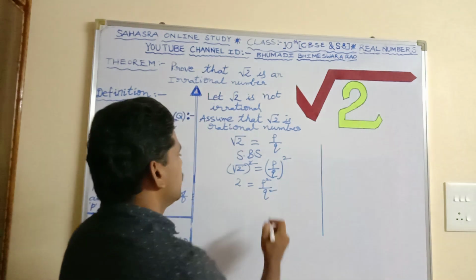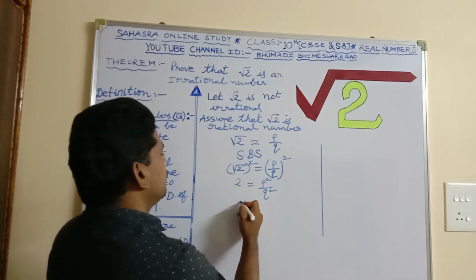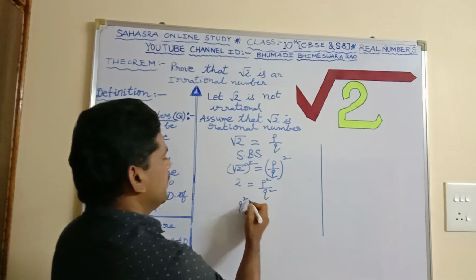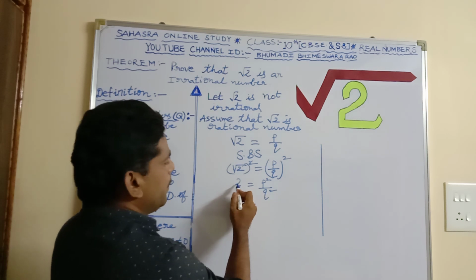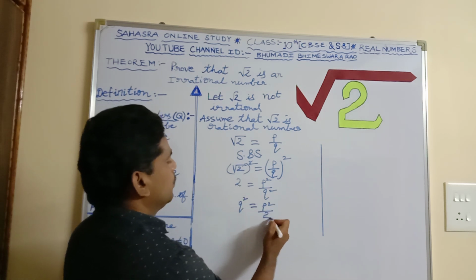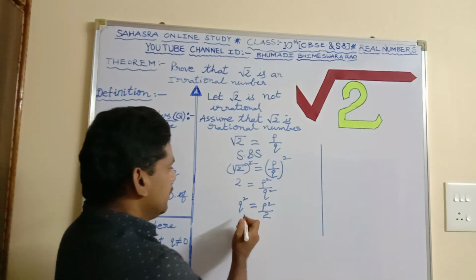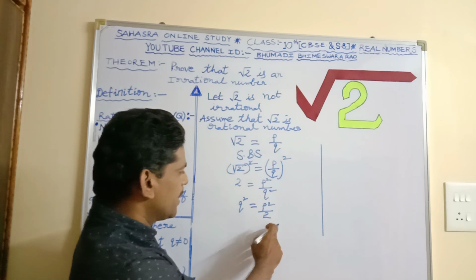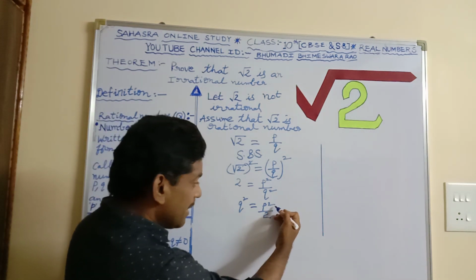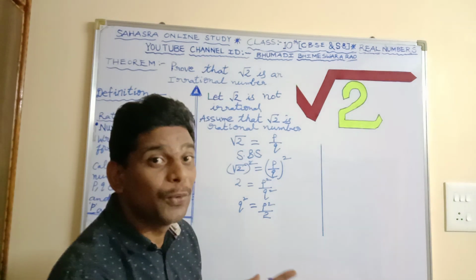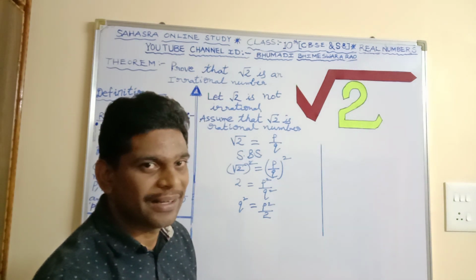Right? So from this, what will you write? Sending q square to the left hand side, and bringing 2 to the right hand side, q square equal to p square by 2. If you observe, q square is equal to p square by 2. So p square is divided by 2. It's nothing but 2 divides p square.